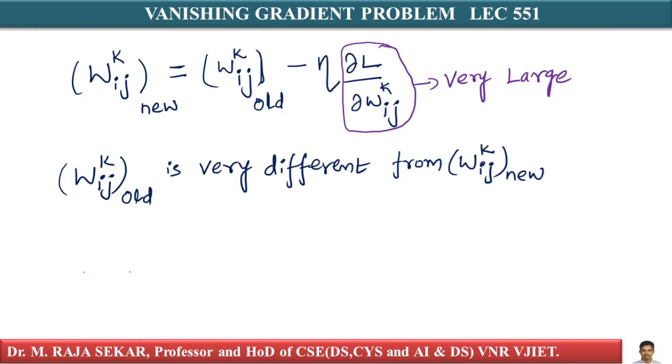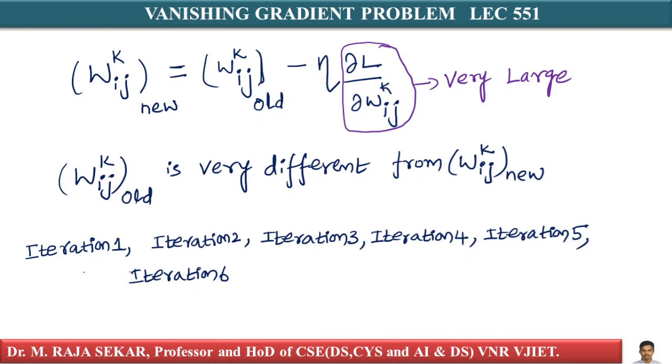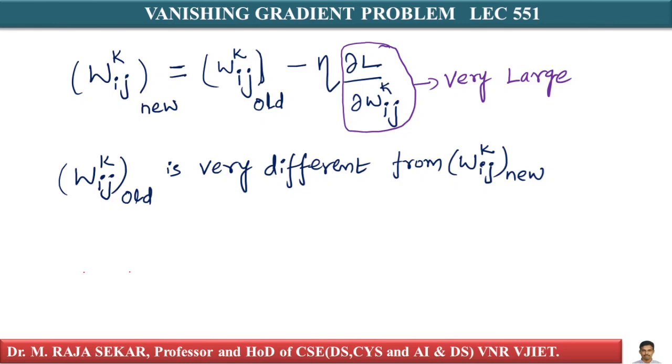Let's assume your learning rate is 1 for simplicity. Because ∂L/∂Wkij is large, the old value and new value will not change a lot, which is okay in the initial stages.